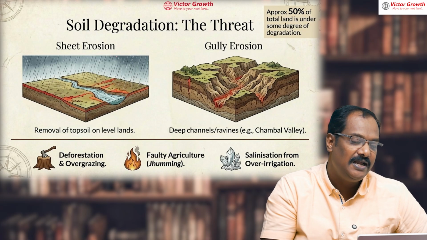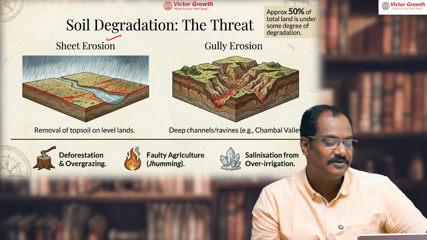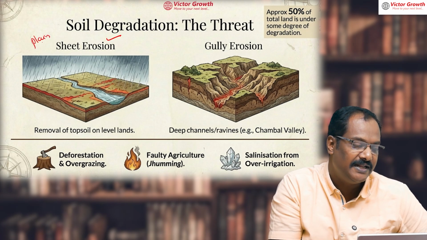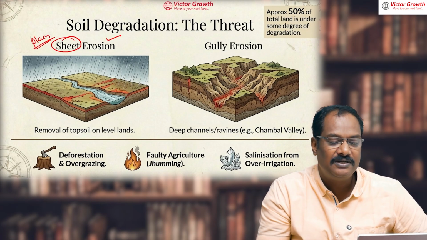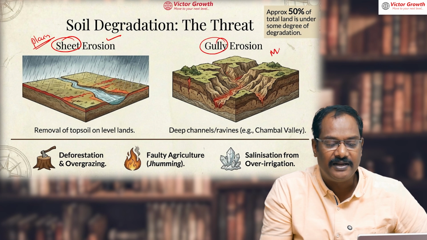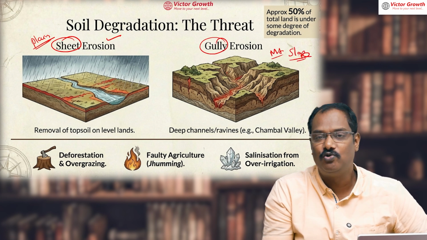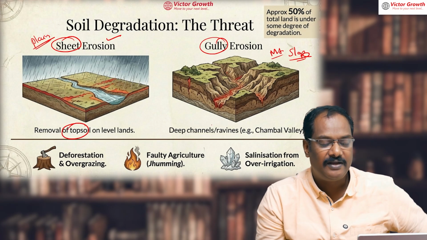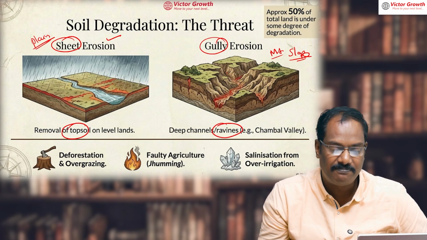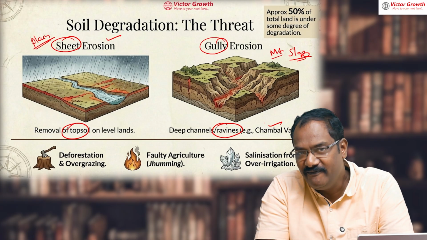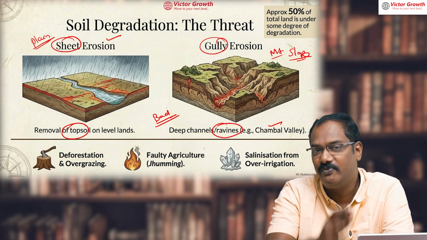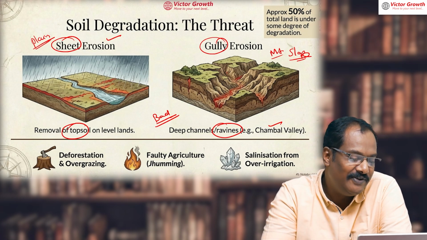So soil degradation, erosion is the main soil degradation. This happens in the plain area without any slope. You have sheet erosion. And gully erosion happens in the mountain area or sloping area. Topsoils are removed from here, and ravines are created. For example, Chambal Valley, ravines, badland topography. Please write down this word, badland topography.